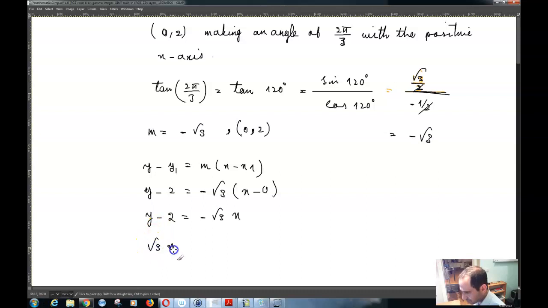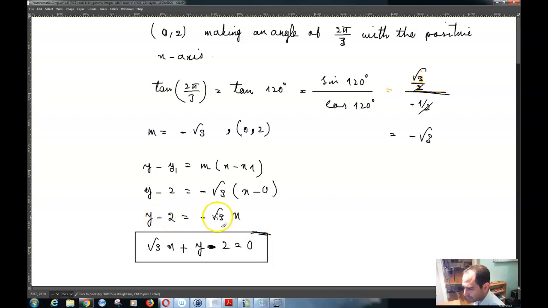So y minus 2 is equal to negative square root of 3 times x. And square root of 3 times x plus y minus 2 is equal to 0. That is the equation of the line. So you have square root of 3 times x plus y minus 2 is equal to 0, and that is the first part of this question, number 14.